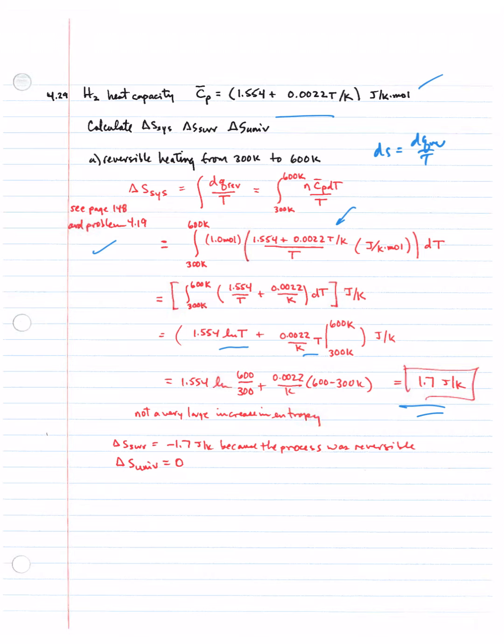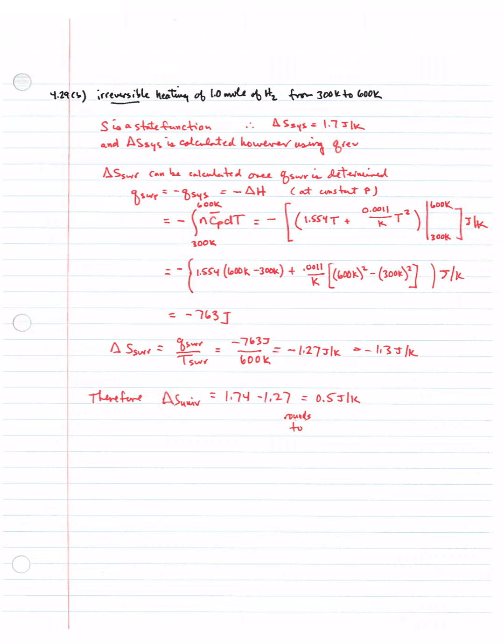The delta S of the surroundings has to be the negative 1.7 because this was reversible. Reversible processes have equivalent magnitudes of the system and surroundings, and delta S of the universe for a reversible process is 0. We've already touched on that.